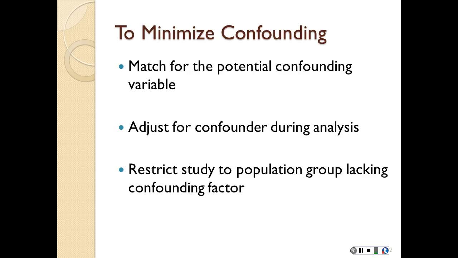Or you can restrict your entire study to people who just don't have that confounder. So if you think gender might be a confounder, you only study men. Right? You've completely taken it out of the equation. That's rarely advised unless you have a specific reason for looking at a particular population. Alright, so that's confounding.